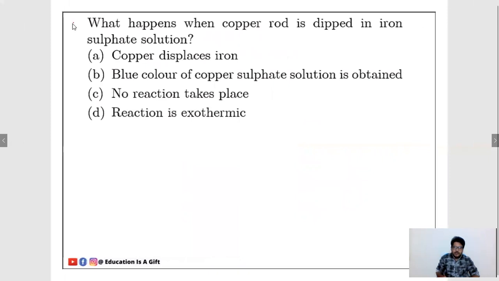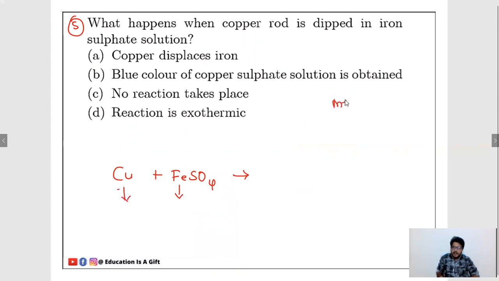Well, coming to the fifth question. What happens when a copper rod is dipped in iron sulfate solution? We have 4 options. First, let us write the equation. Copper, Cu, dipped in iron sulfate: Cu plus FeSO4 gives rise to, here this is iron, this is copper.